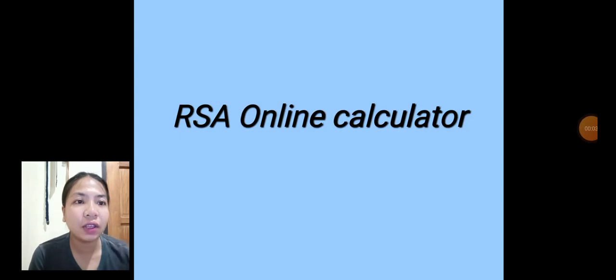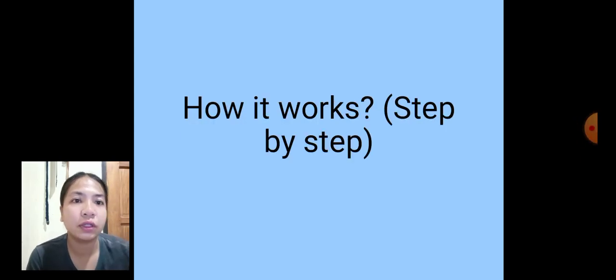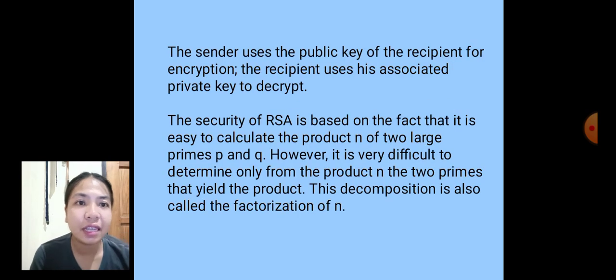RSA online calculator. So, how does it work? The sender uses the public key of the recipient for encryption. The recipient uses his associated private key to decrypt.